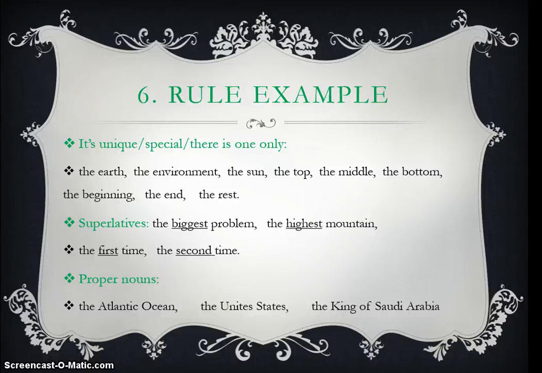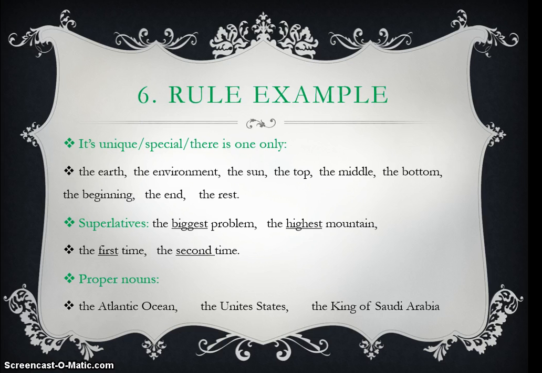Finally, let's look at examples for rule number 6. Rule number 6 says that if the noun is unique or special, or there is only one of it, we're going to use the article the. Let's look at some unique nouns that there's only one of. As far as we know, in the universe, we only have one Earth, and we only have one sun, and we only have one moon.